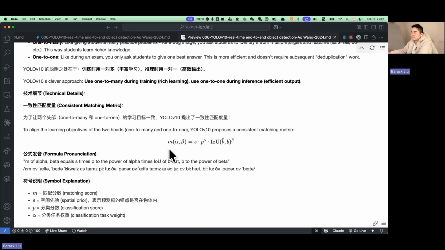For a lot of those technical details, we must be good at utilizing these mathematical equations to achieve those goals, such as here, right? To align these two heads, you actually use a formula to achieve this goal. But actually, I already forgot most of that math.